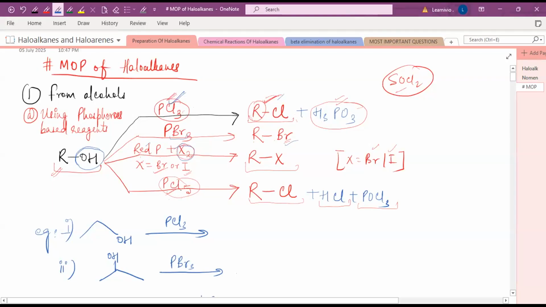Again, when you react alcohol with PCl5, the OH will be replaced by your corresponding halogen group. Here you are using Cl in PCl5, so you will get RCl, but the byproducts will be different, HCl and POCl3. Got it?